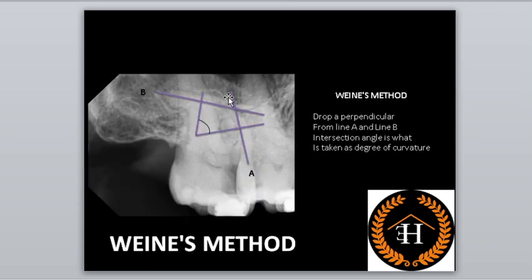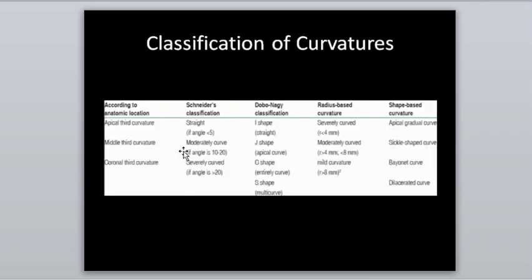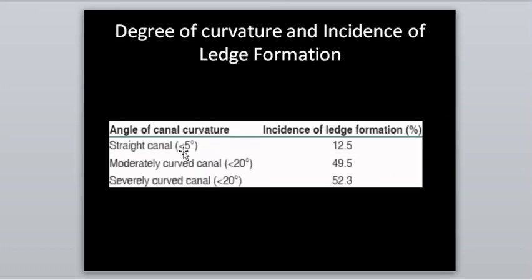While in Weine's, both A and B remain the same. It's just that you drop a perpendicular from lines A and B, and where they intersect is what is called the degree of curvature. Now there are many classifications of curvatures. I will not go into the detail, but the most important piece of literature which I would like to share is this. When the angle of curvature is severe, that is more than 20 degrees, the chances of ledge formation is almost 52.3%. So you have to be very careful if the angle is more.